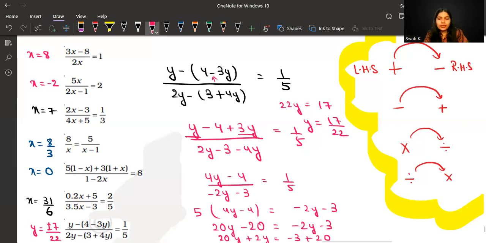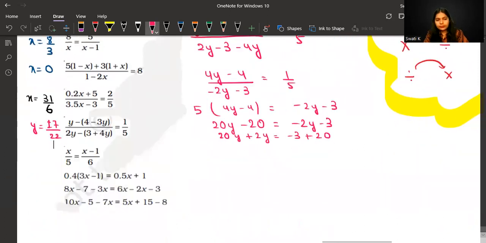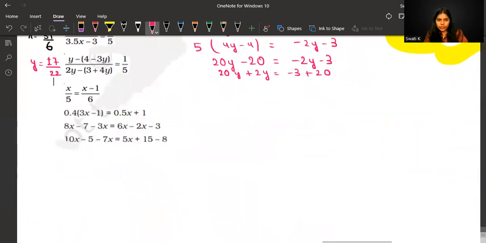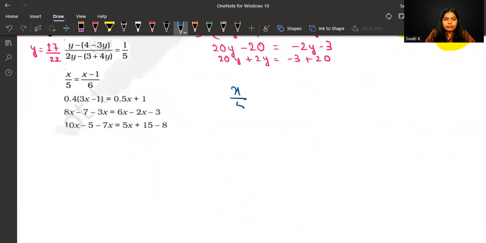All right, so we are done with all these questions that are visible to you right now. Now we can go to the next question. So we have 4 more questions here. So let's get started with this. So talking about this one, the question is x by 5 equals x minus 1 upon 6. Now this looks very, very simple. Cross multiplication, x times 6 is 6x.